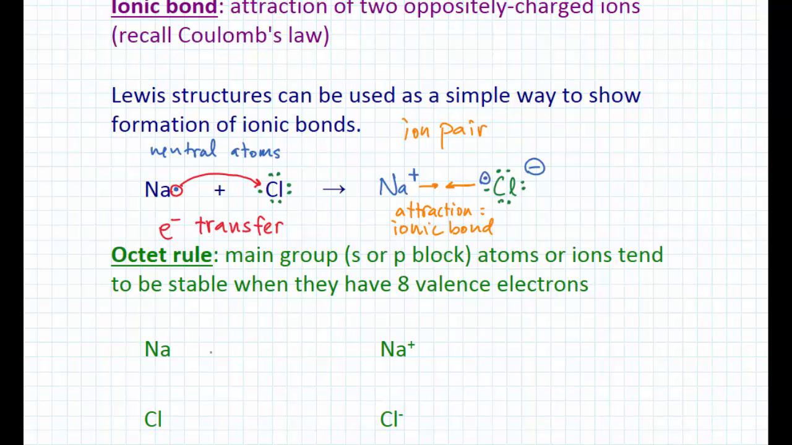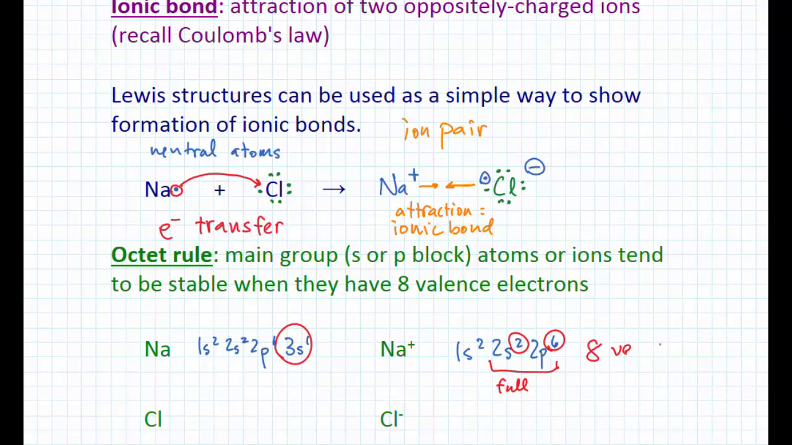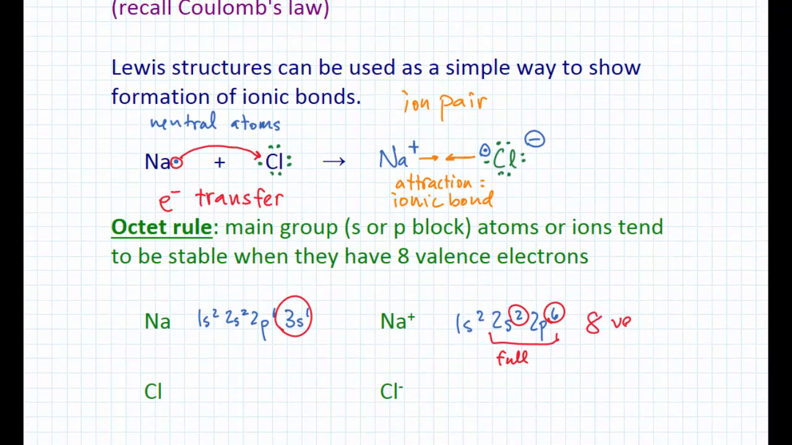Okay, sodium, 1s2, 2s2, 2p6, 3s1, right? How does this electron configuration change when it is Na+? Yep, we lose that one right there. It's just 1s2, 2s2, 2p6. We have full s and p. We have 8 valence electrons now.